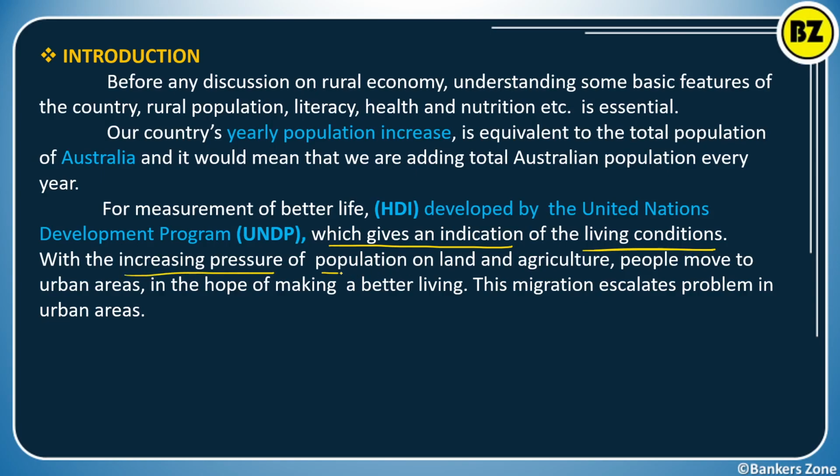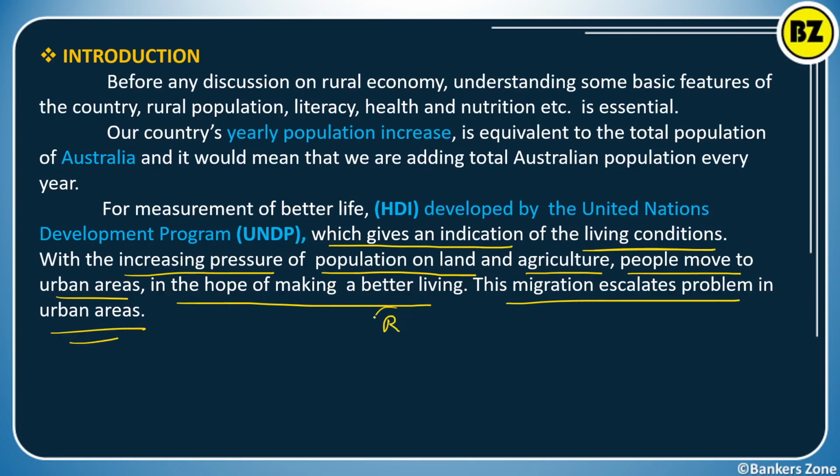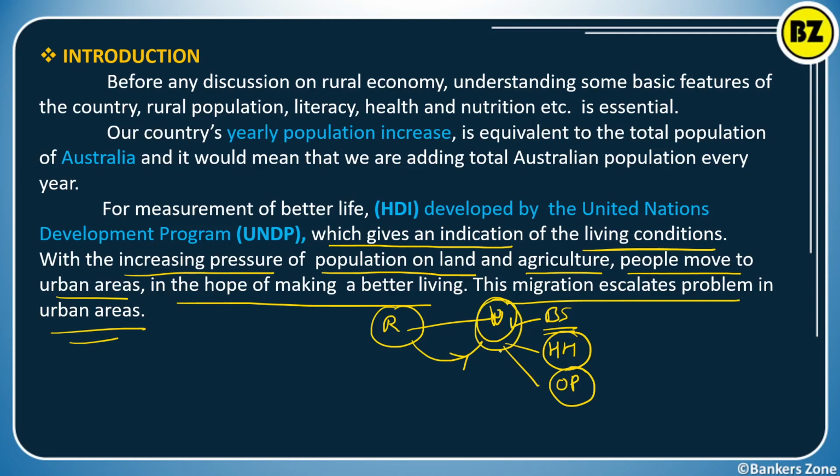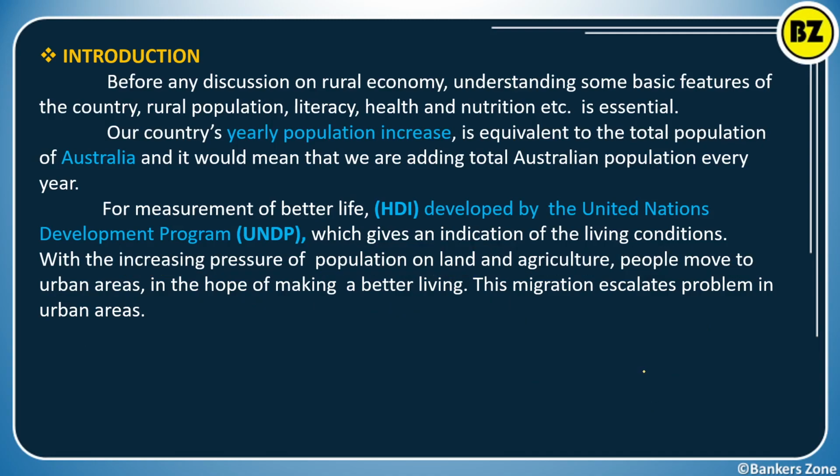So with increasing pressure of the population on the land, agriculture, people move to the urban area in the hope of making a better living. This migration escalates the problems of the urban area. So obviously from rural areas people are moving to urban areas. Why? Because in urban areas there are better schools for their children, better hospitals, better healthcare, right? So better other opportunities, job opportunities are there. Due to this, people are moving from rural to urban areas, and that's why the load or pressure in the urban area increases. Suddenly there is an increase in the population in the urban area. Due to this, there is a load on the different infrastructure available, right? There will be a rush in transport, in hospitals, schools, right? That means pressure in the urban area will increase. So that we have to discuss in detail in this chapter.